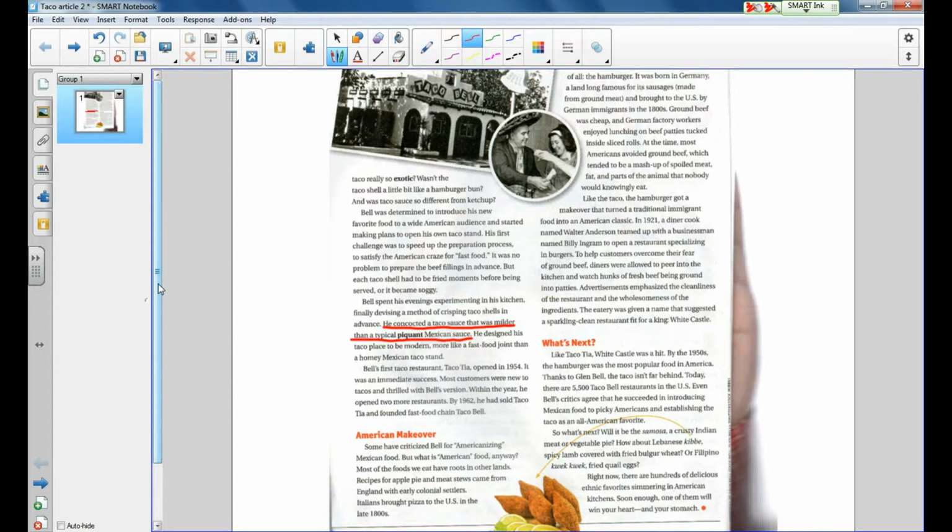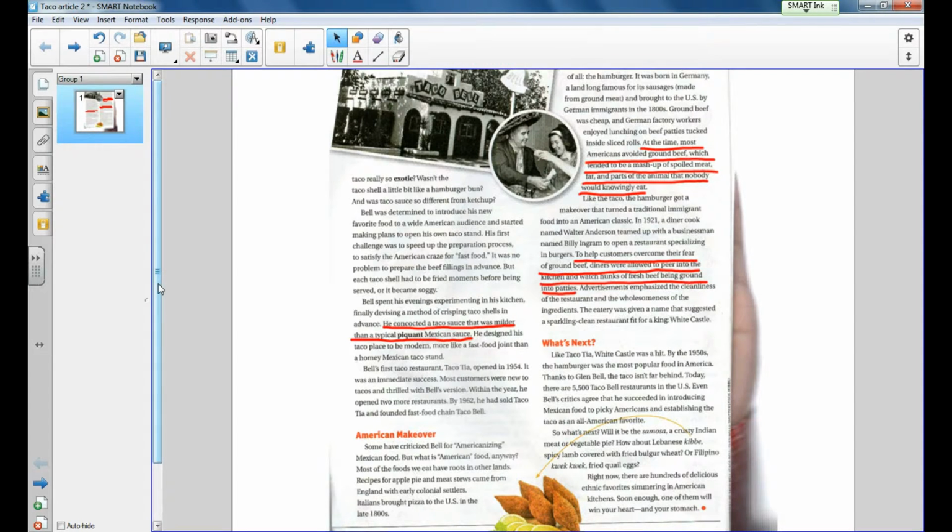And I'm going to underline the sentences where it says, at the time, most Americans avoided ground beef, which tended to be made up of spoiled meat, fat, parts of the animal body that nobody would eat. And then I'm also going to go down and underline how the flavor changed. So I'm going to underline this sentence where it says, to help customers overcome their fear of ground beef, diners were allowed to peer into the windows to watch hunks of fresh beef being ground into patties.